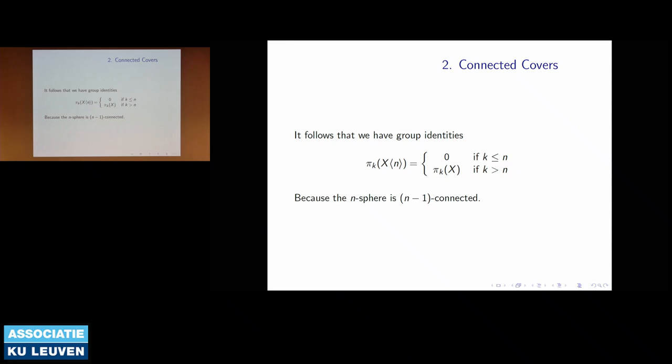So we have pi k of xn is equal to pi k of x if k is greater than n, and is equal to 0 otherwise, because, as I said, the nth connected cover is n connected.